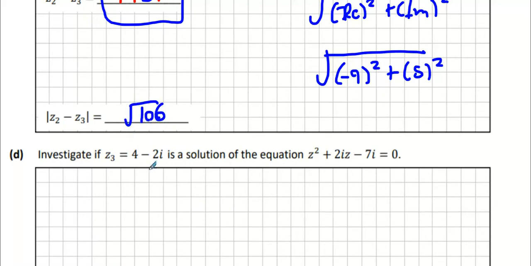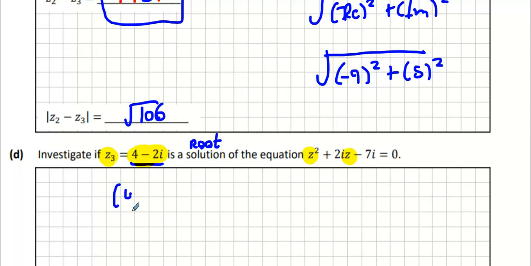Now, investigate if z equals 4 minus 2i is a solution of the following equation. Okay, so we have to investigate if it's the following. So the general rule is when something's a solution of an equation, it causes it to balance. So what we're going to do is we're going to replace all the z's with the number they gave us. And if it causes the equation to balance, then it is a solution. Or another word they use for this is a root. Okay? So here's what we're going to do.